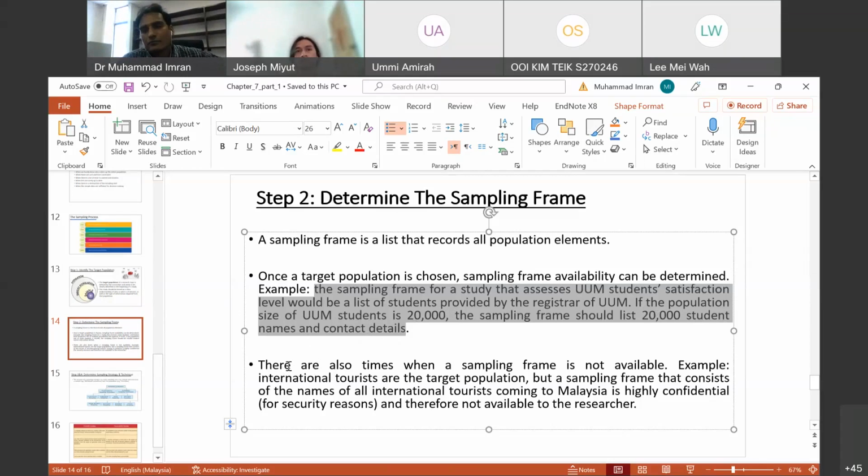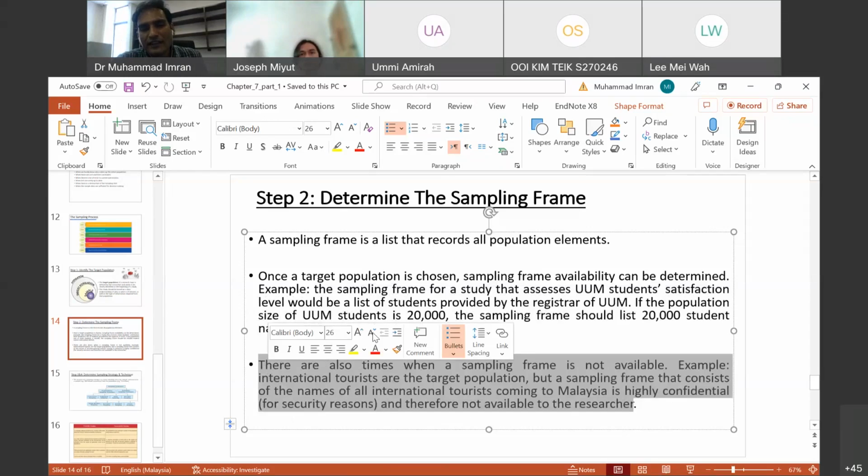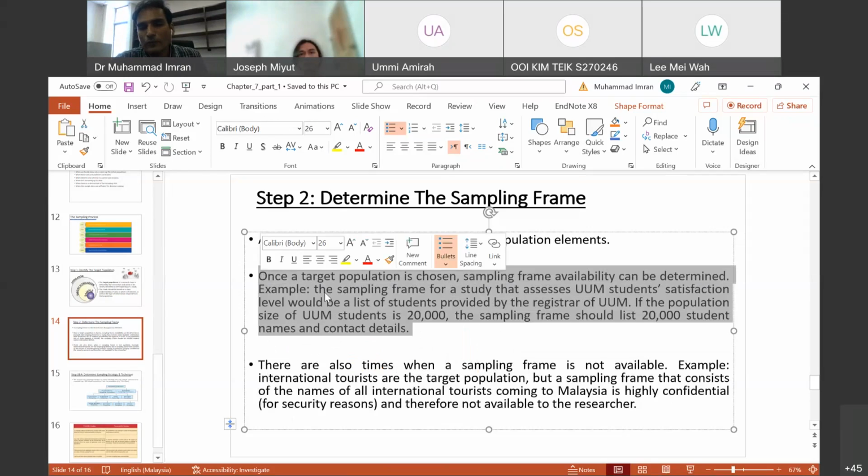Okay, another clarification. There are also times when the sampling frame is not available. It means we don't have details about the elements of the population. Example, international tourists are the target population, but the sampling frame that consists of the names of all international tourists coming to Malaysia is highly confidential for security reasons and therefore not available to the researcher. So this kind of population will be the non-random population, and that one will be a random population. Understand?